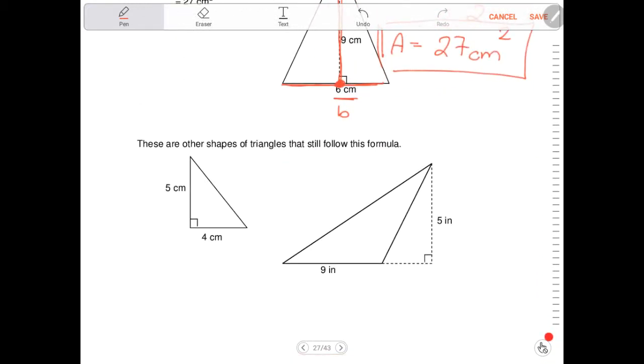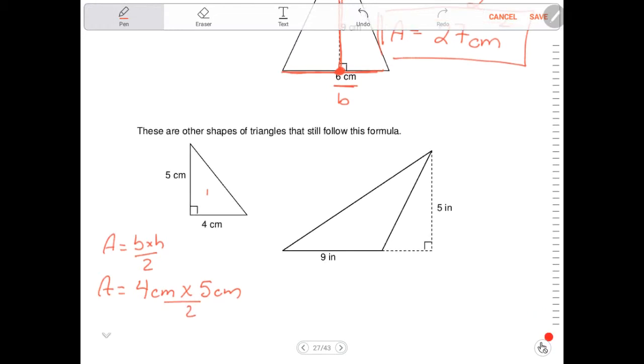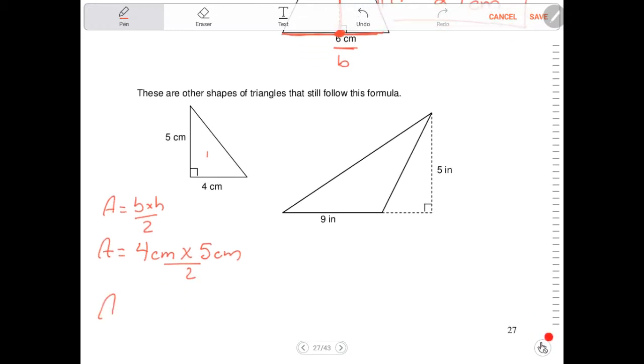Here are just some more examples that we could certainly work out. I'll do them fairly quickly. We'll call this triangle 1. So I would go area equals base times height divided by 2. Area equals 4 centimeters by 5 centimeters divided by 2. And if that follows along perfectly, you should get an answer of 10 centimeters squared. Please make sure you get the 10, and please make sure you add your units of centimeters and your exponent of 2.